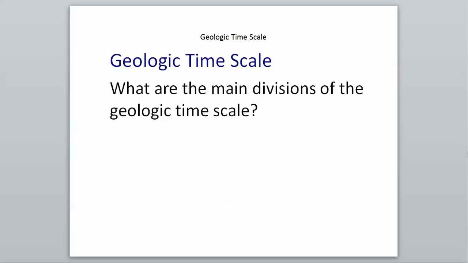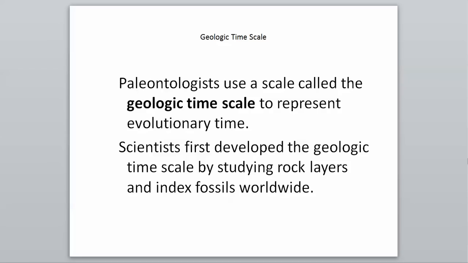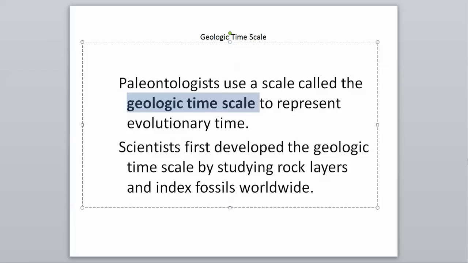We have a specific name for when each one of these lives occurred, depending on how long ago or how relatively short a time ago it occurred. So paleontologists use a scale called the geologic time scale, another important concept, to represent evolutionary time. So how things have changed over the time periods, and again, this is going to be going back millions and millions of years.